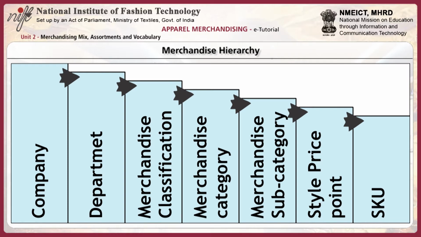This is the merchandise hierarchy. At the lowest end is the SKU. Next is the style price point. This is followed by merchandise subcategory, merchandise category, merchandise classification, and then the department, and finally the company.